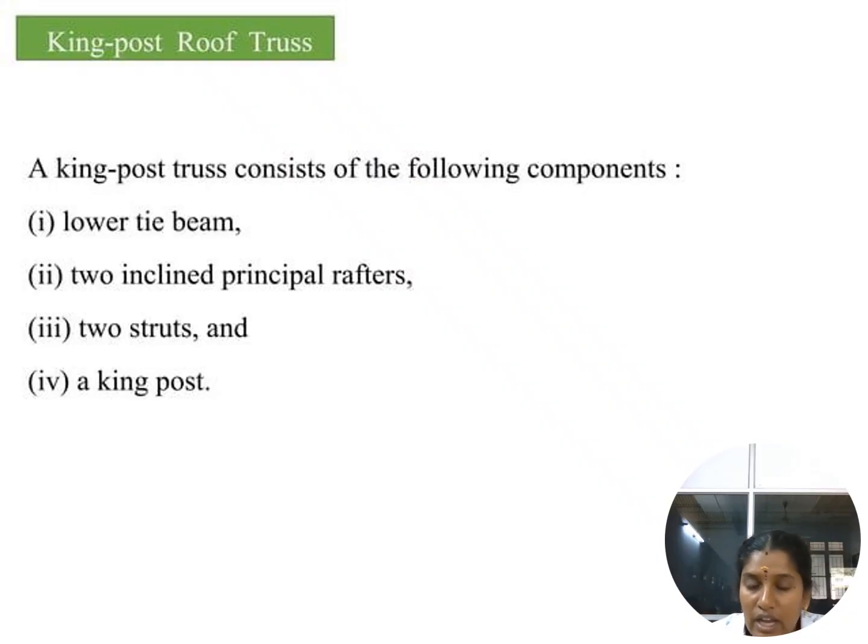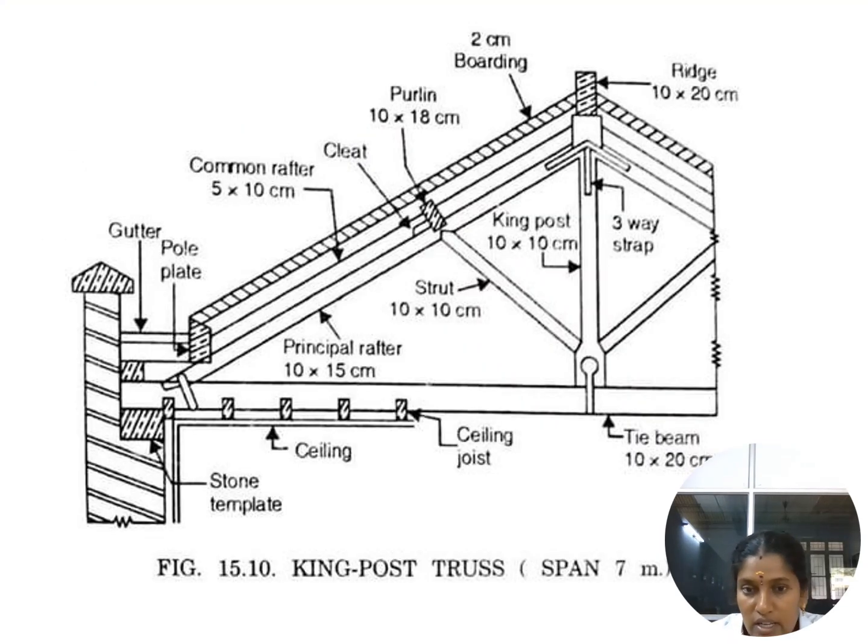First, initially, we have to know about the king post trusses. What is meant by king post roof trusses? Based on the length condition, it may vary. The king post truss consists of a tie beam and principal rafters. Two inclined principal rafters are provided, two struts are also provided, and one king post is there. So this is the example.